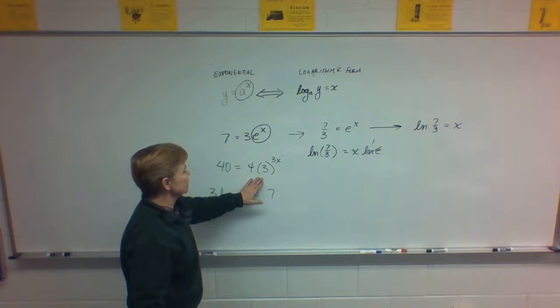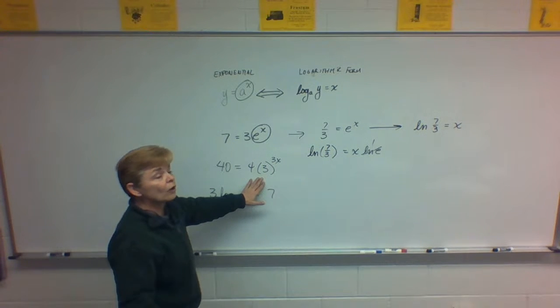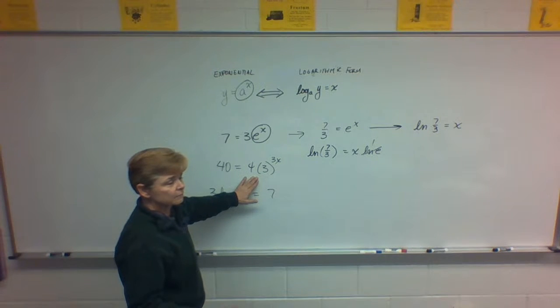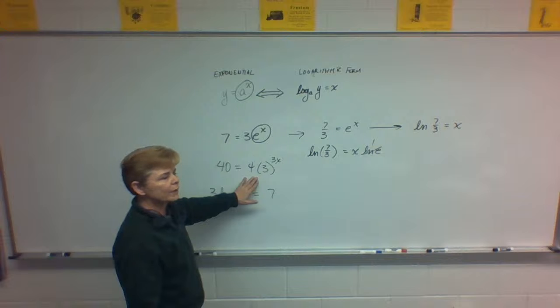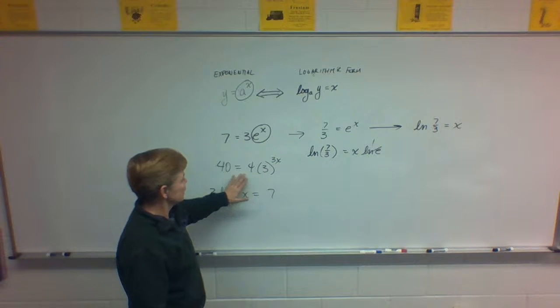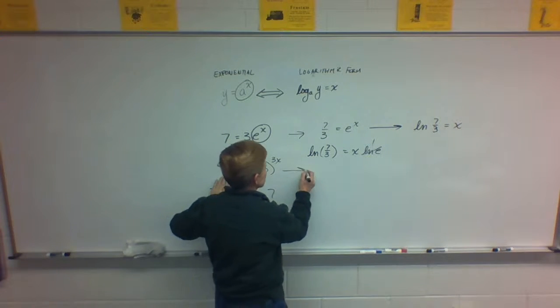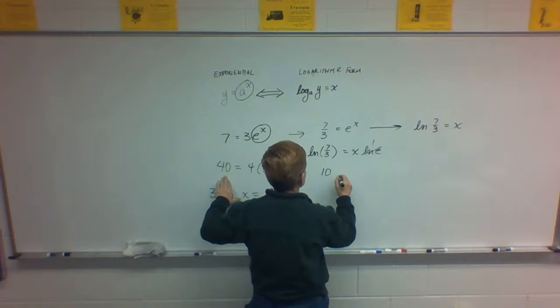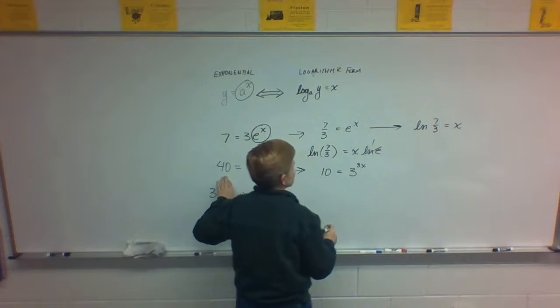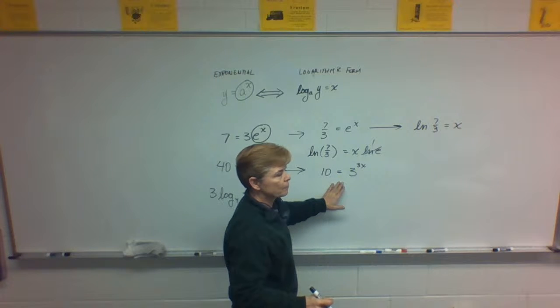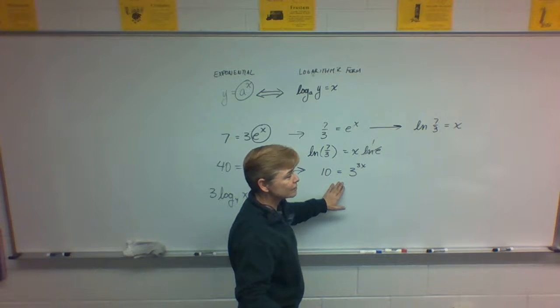To do this one right here, what would you do? Ultimately, what are you going to do to solve this? Excellent answer. Change it to a log. Now, what do you got to do first? Divide by 4. So to do this one, you would first say 10 divided by 4 equals 3 to the 3x. Could you log both sides of this? Which log? Doesn't matter. You got 2 keys, pick one.